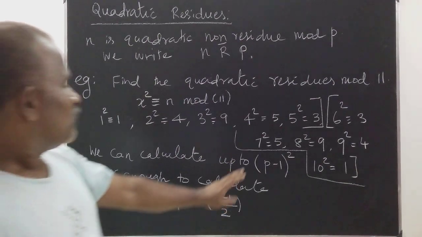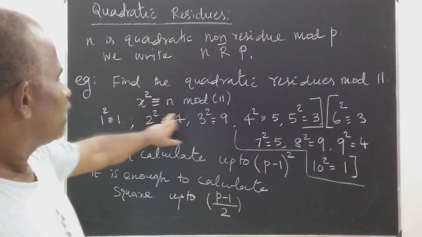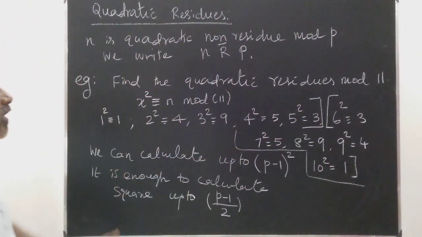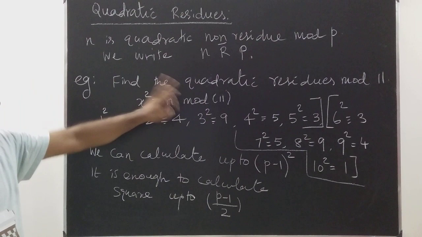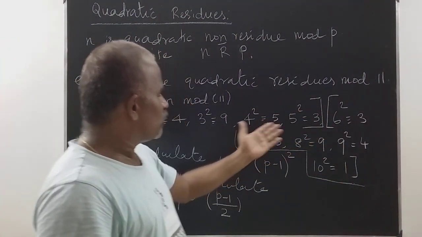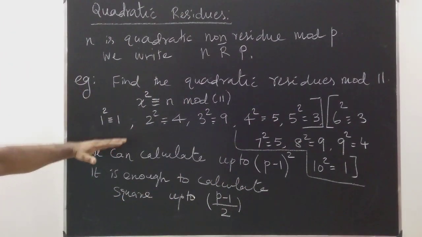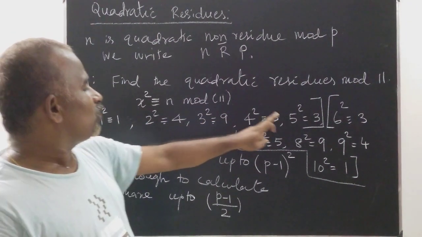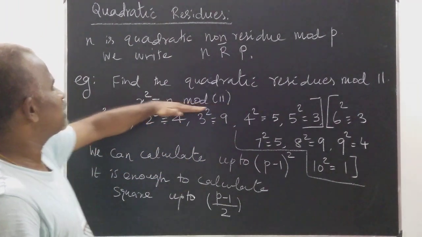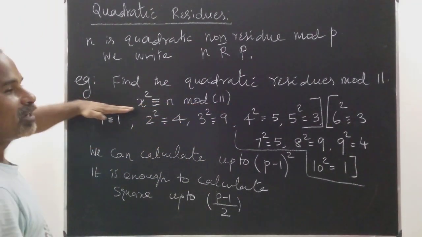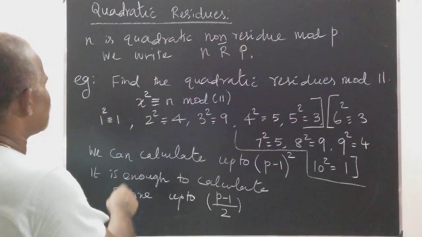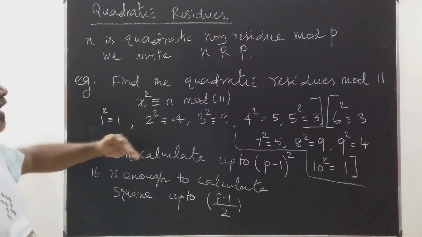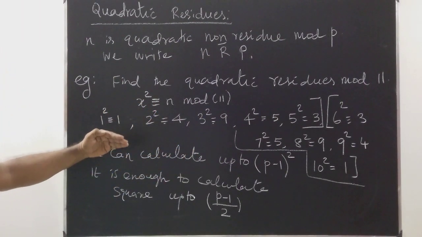Okay. So here 1, 3, 4, 5, 9 are the solutions. That's all. Here also 1, 3, 4, 5, 9. So therefore what we conclude is that 1, 3, 4, 5, 9 are the solutions of this quadratic congruence. So these n are called quadratic residues.